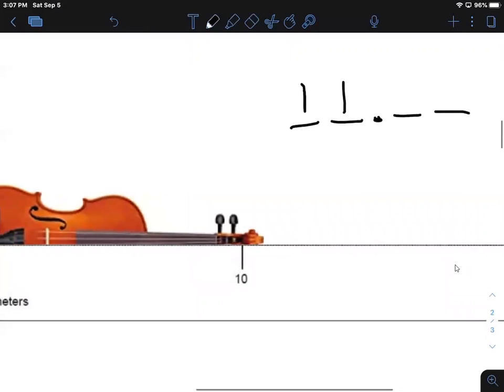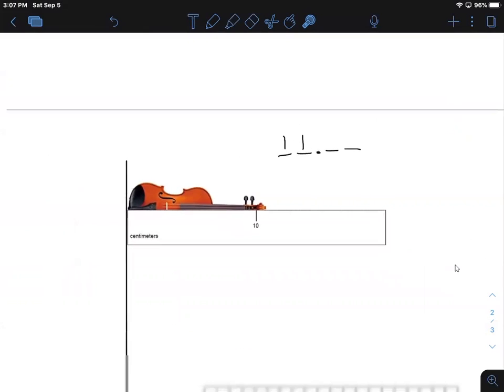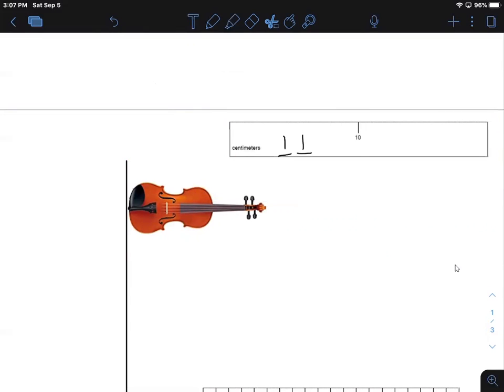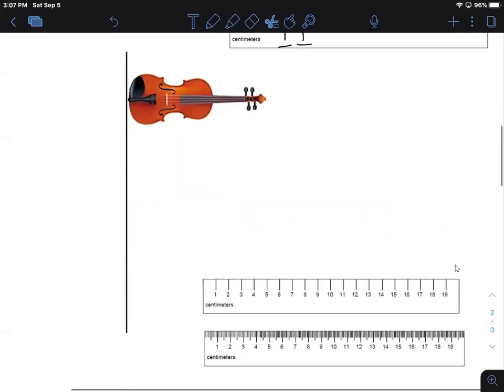I have my digit that I know for certain, and then I have my one guess of a digit. I am not going to put a tens place or a hundredths place here, because that's beyond the scope of what this tool can tell me. So that's this first tool. This first tool let me measure 11 centimeters. Let's try the next one.